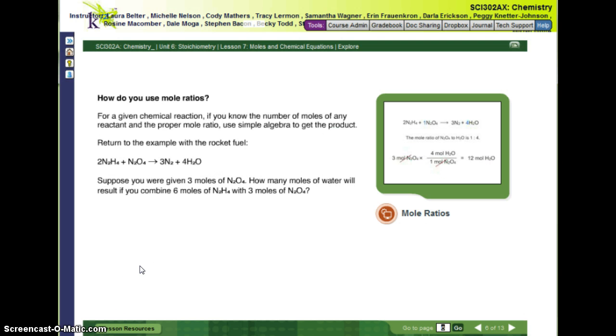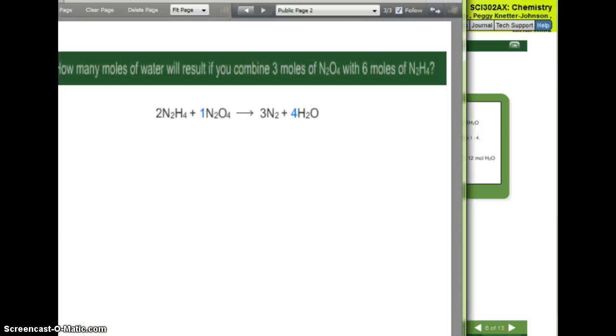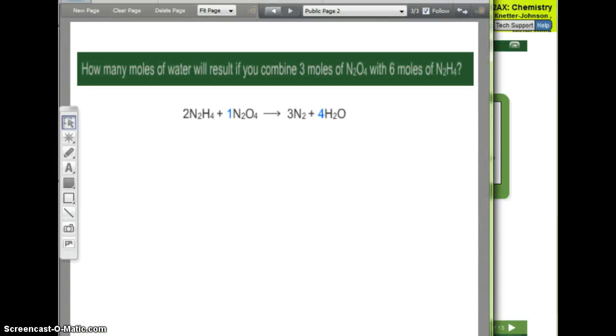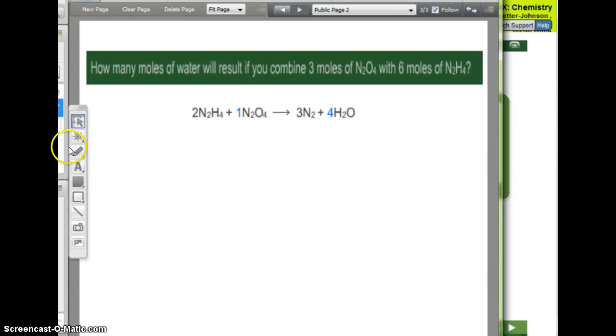How do you use mole ratios? For a given chemical reaction, if you know the number of moles of any reactant and the proper mole ratio, use simple algebra to get the product. Return to the example of the rocket fuel. Suppose you're given 3 moles of N2O4. How many moles of water will result if you combine 6 moles of N2H4 with 3 moles of N2O4? All right, so write it down to start with, and then let's look at what they give us.